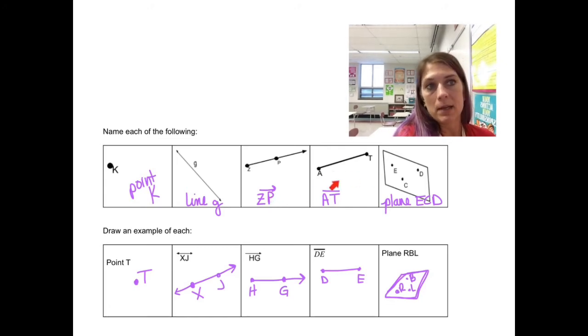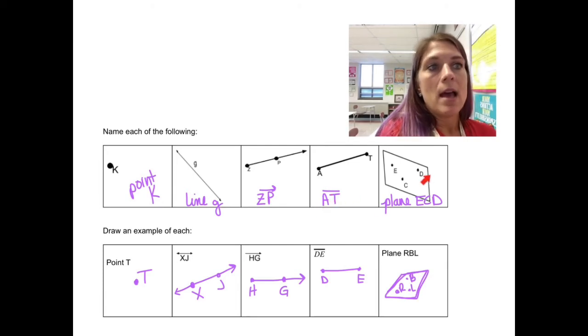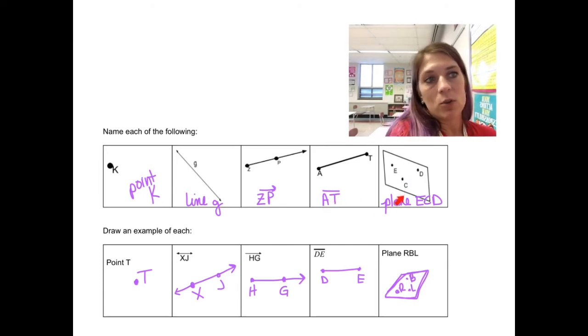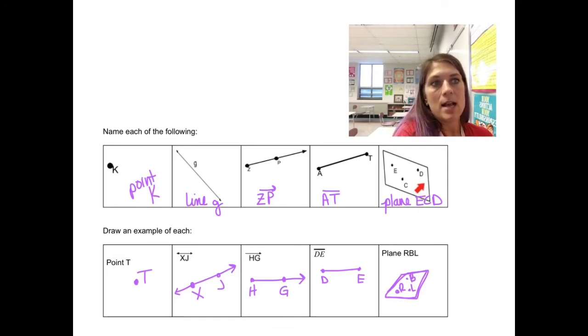This is a line segment, AT. You can have line segment TA here if you want it also. And then this is a plane that has to be labeled with the 3 letters in whatever order you want. But it has to be labeled with the 3 letters because there's not another letter floating off in space without a dot next to it. So this one you need to use those 3 letters.